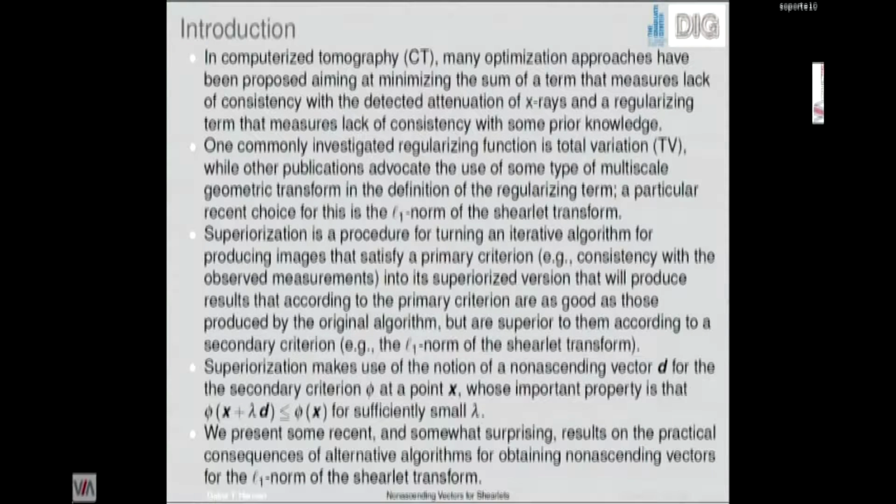So one nice thing about this is that when you have a new problem, when you change your secondary criterion, you don't have to rethink the whole optimization procedure. No, I have a new optimization problem. Well, I don't care. I only want to superiorize. I just throw it into this general procedure and I will get my answer.